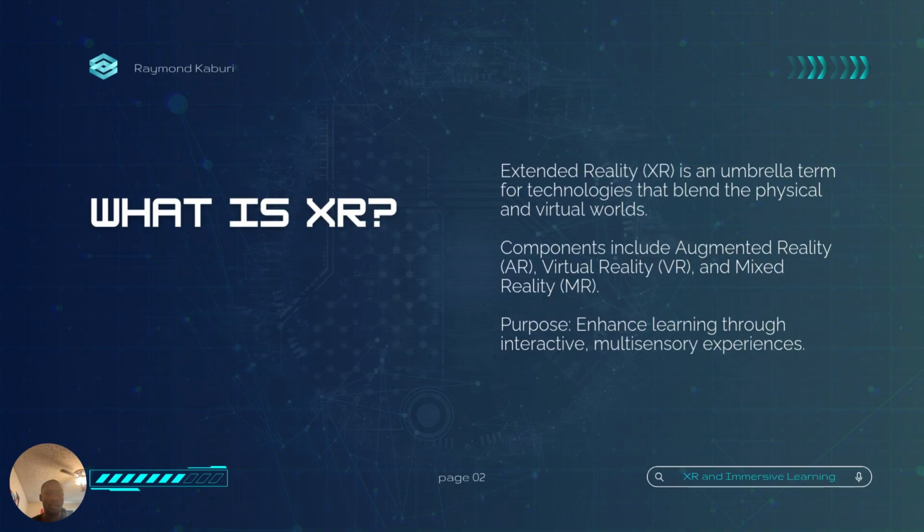So to move a step ahead, what then is XR? So XR is just an umbrella term for all technologies that are blended into both physical and virtual worlds. And it has three main components, like I mentioned earlier in the introduction, that we have the augmented, which is usually termed as the AR. We have the virtual realities, which is termed as the VR, and we also have the mixed realities, which we call the MR.